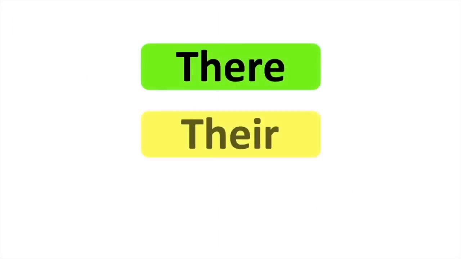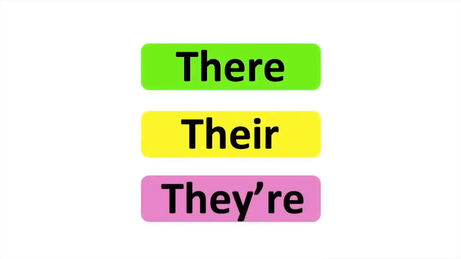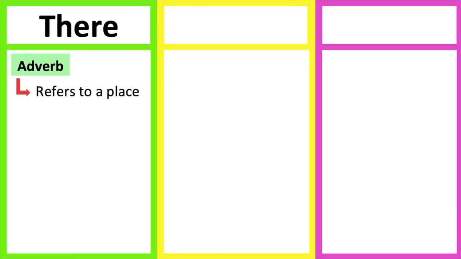There, their, they're. These are three commonly confused words. They sound the same, but have different spellings and different meanings. There. The word there has two functions. As an adverb, it refers to a place. It's the opposite of here. As a pronoun, it's used to introduce a word or clause.